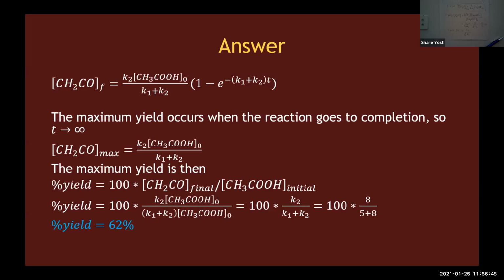Question? Third line from the bottom, that was just relating back to the basic formula that we started with at the beginning of the problem. Yeah, we plugged in what we saw for it. Yeah, right. We spent a bunch of time solving for the concentration of CH2CO as a function of time. We then take time to infinity, get that maximum final yield, and then we plug that into the percent yield equation we talked about at the very beginning.